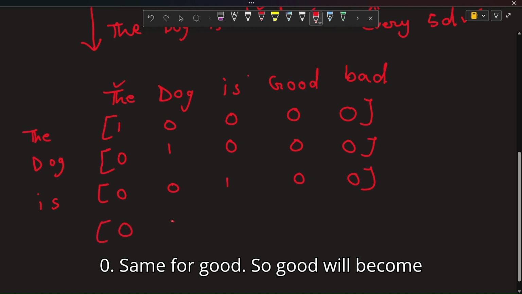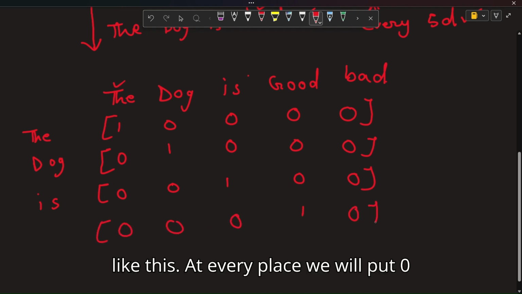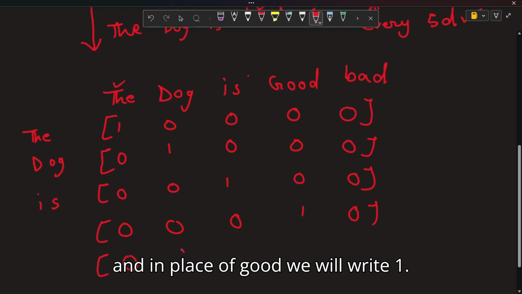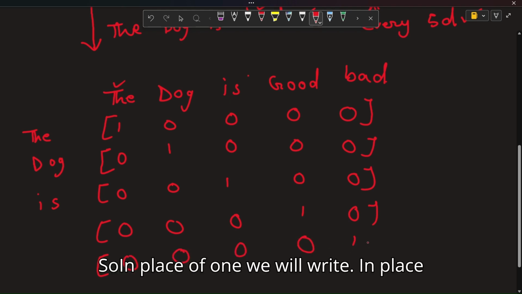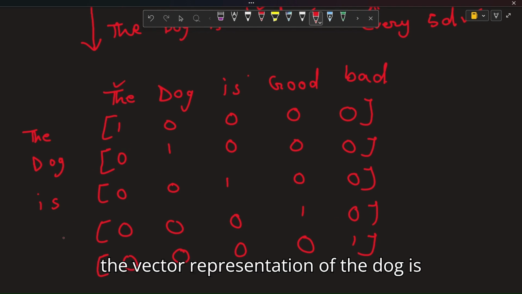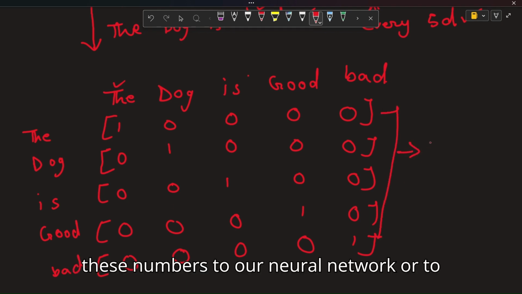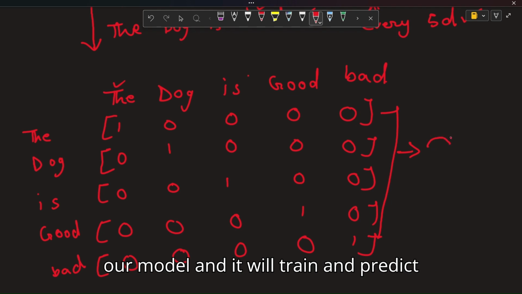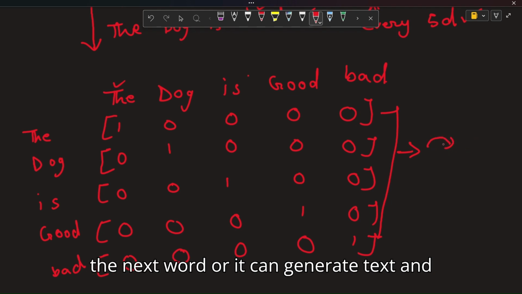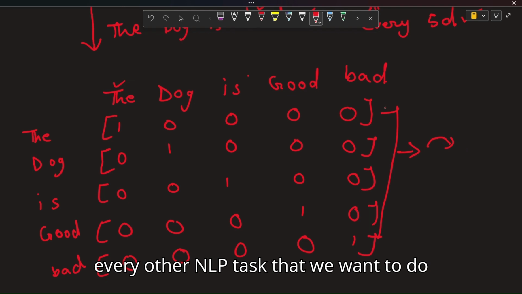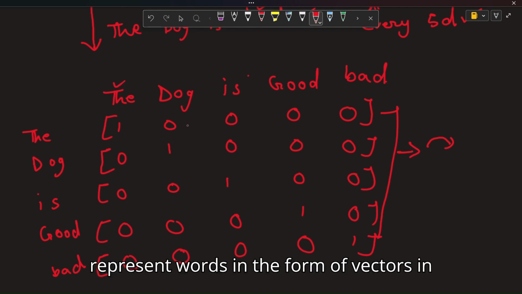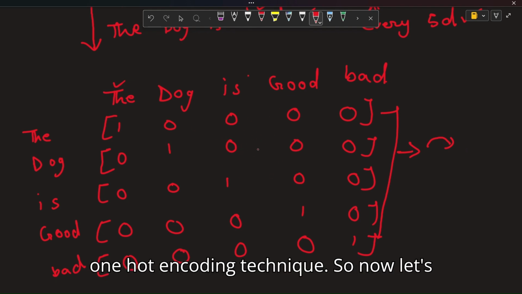Same for good. So good will become like this. At every place we'll put 0, and in place of good we will write 1. In place of bad we will write 1. So these are the vector representations of the dog is good and bad. Now we can feed these numbers to our neural network or to our model, and it will train and predict the next word, or it can generate text and do every other NLP task that we want to do with this text. So this is how we represent words in the form of vectors in the one-hot encoding technique.